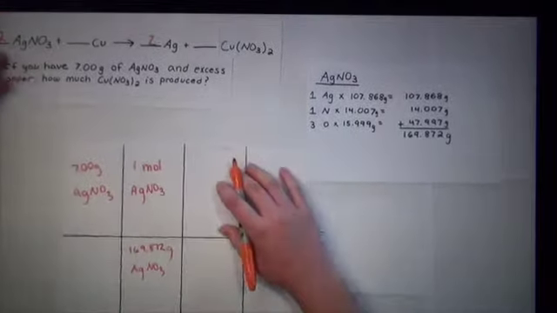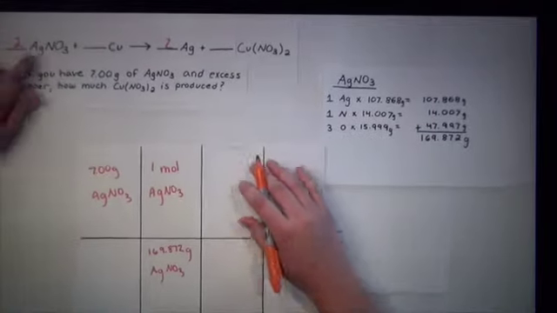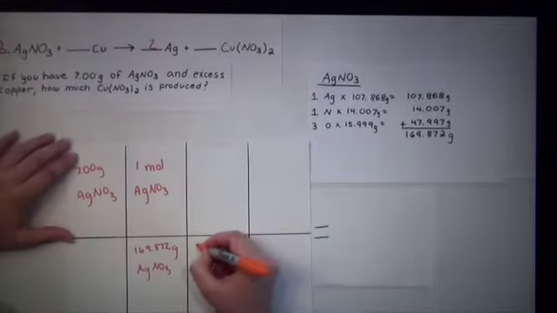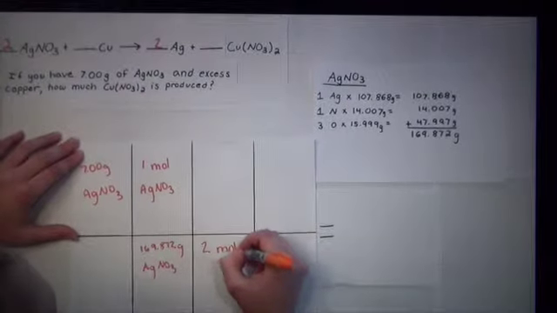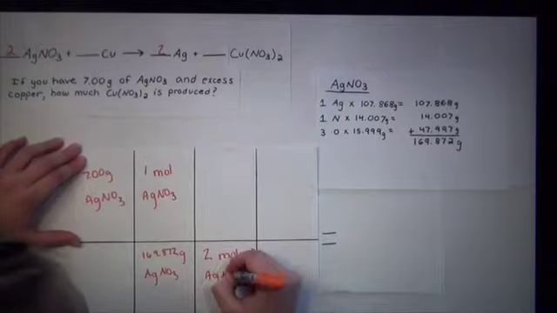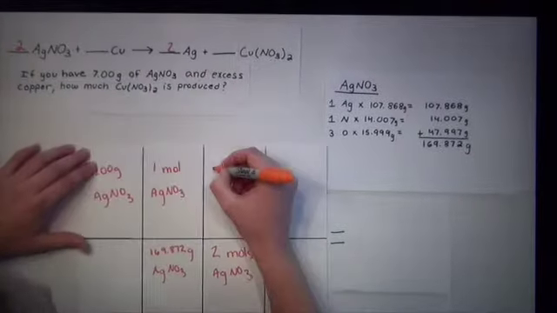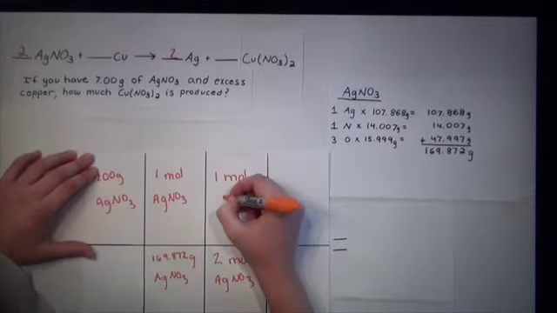So up here we have 1 mole of silver nitrate. Then we have to go back up to our equation. This is where the conversion factor takes place. For every 2 moles of silver nitrate, we are given 1 mole of copper nitrate.